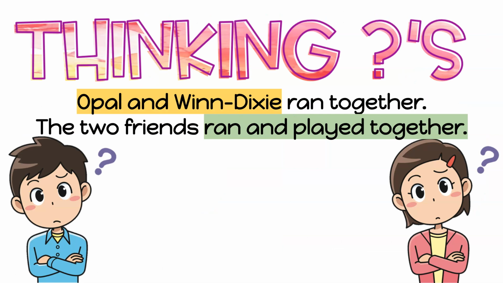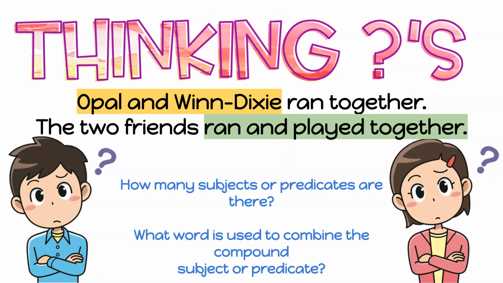Okay, so what are we going to ask ourselves? We're going to ask ourselves, how many subjects or predicates are there? Well, in the first sentence, Opal and Winn-Dixie ran together, I see that the sentence is all about two things or people. It's not just about Opal, and it's not just about Winn-Dixie, but it's about Opal and Winn-Dixie together. So the compound subject is the both of them. My next question is, what word is used to combine the compound subject or predicate? I see that the word and is used to combine Opal and Winn-Dixie.